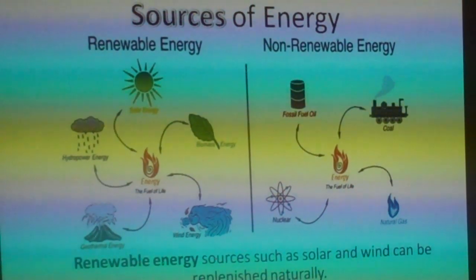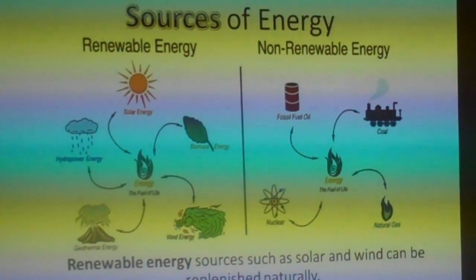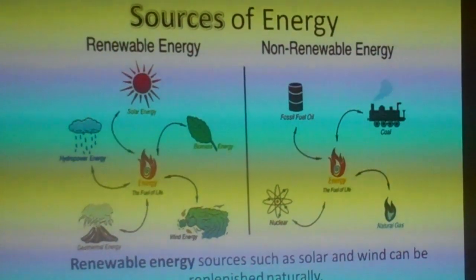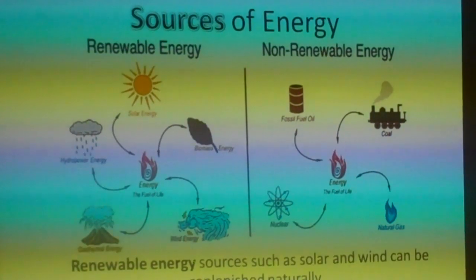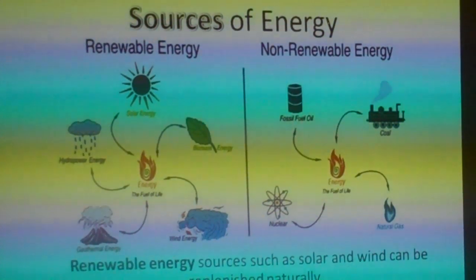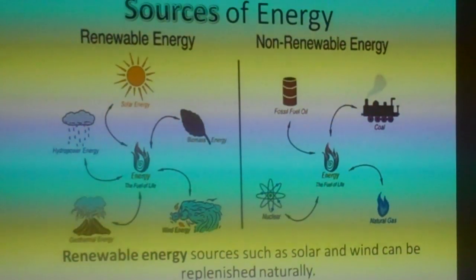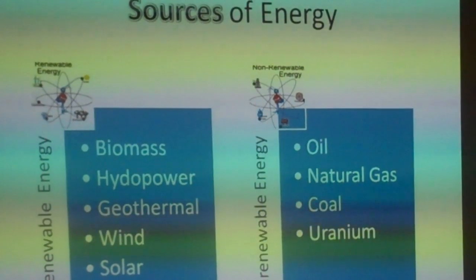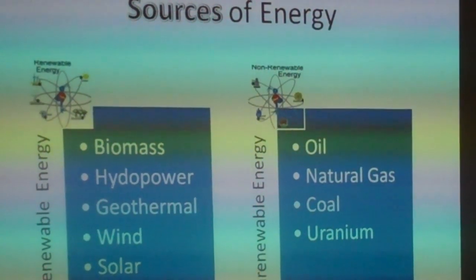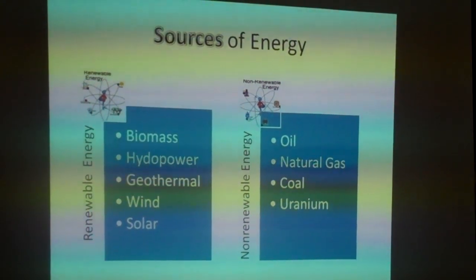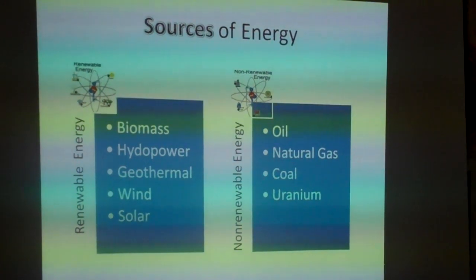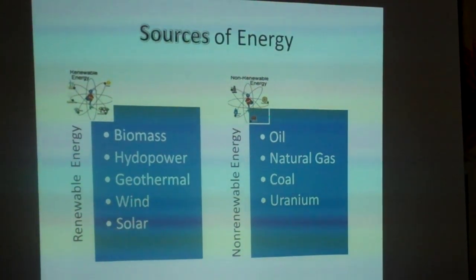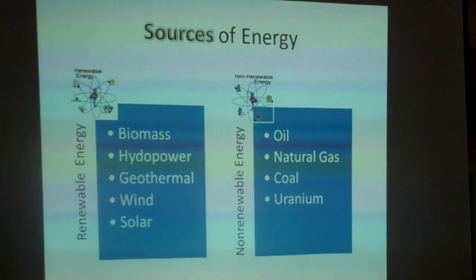The renewable energy sources such as solar and wind can be replenished naturally. We use a lot of these. Of course, the most common is biomass. Non-renewable energy sources cannot be replenished in a short period of time. Renewable energy, again, the examples: biomass, hydropower, geothermal, wind, and solar. And non-renewable energy: oil, which is called petroleum, natural gas, coal, and uranium, which is nuclear. We will cover these more in depth later.